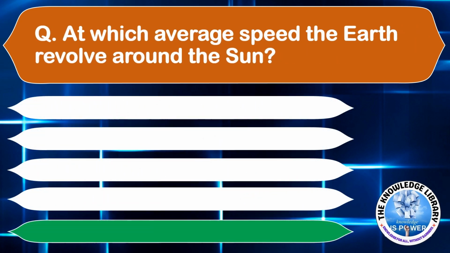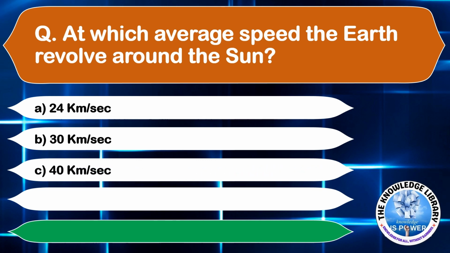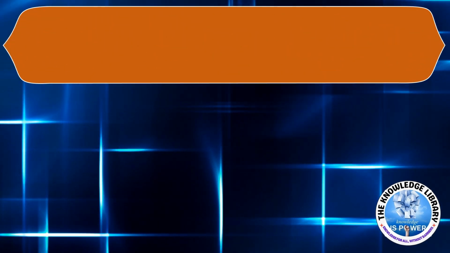At which average speed does the Earth revolve around the Sun? Option A, 24 km per second, option B, 30 km per second, option C, 40 km per second, and option D, 50 km per second. So the correct answer is option B, 30 km per second. Moving on to the next question.